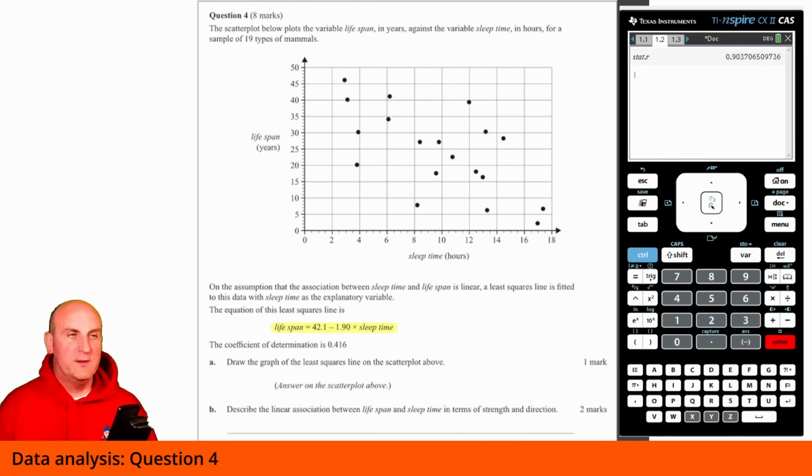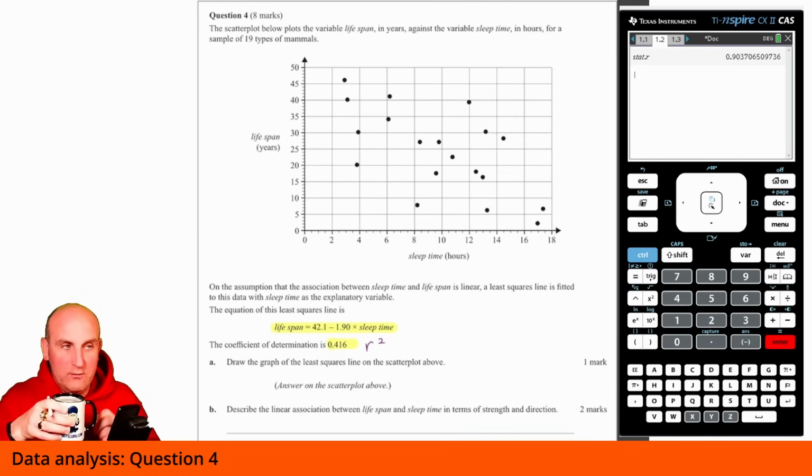The coefficient of determination is 0.416. Now, what is that? That is my value of r squared. I'm going to wonder if I'm going to come back to that later. Draw the graph of the least squares line on the scatter plot. So many of my students go, I don't know how to do this.